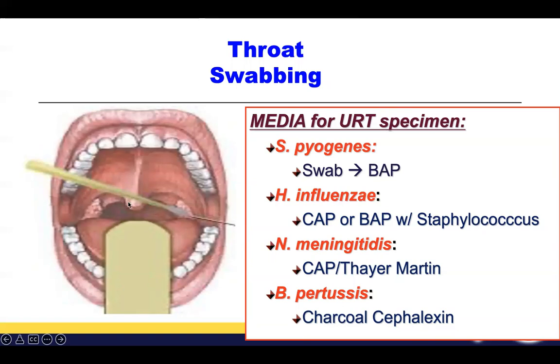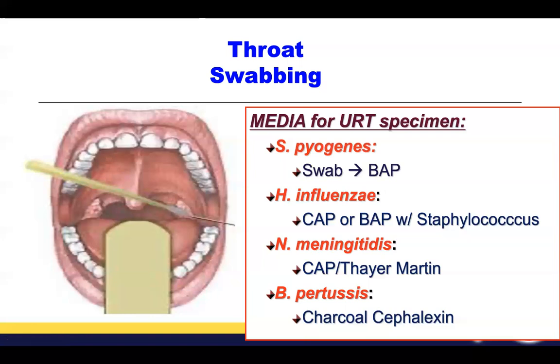And then the posterior pharynx also, especially if the areas are inflamed. So we allow our swab to touch those inflamed areas. But remember, of course, to avoid normal oral flora, like those that can be seen at the roof and the sides of the mouth, and of course the tongue. Do not let your swab touch any of those surfaces.